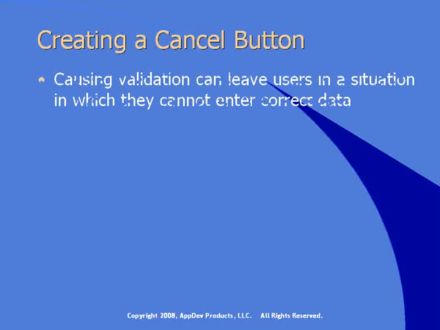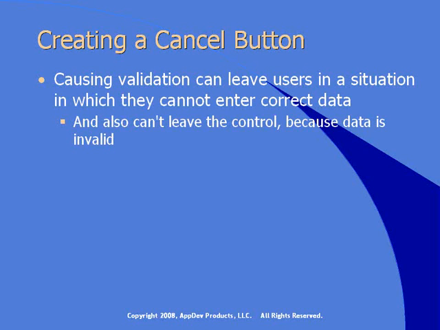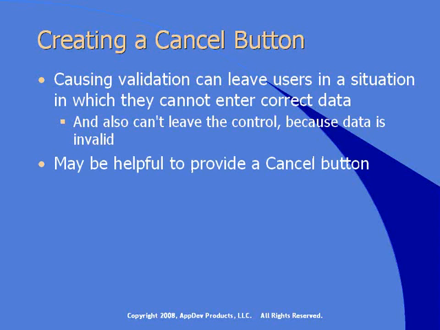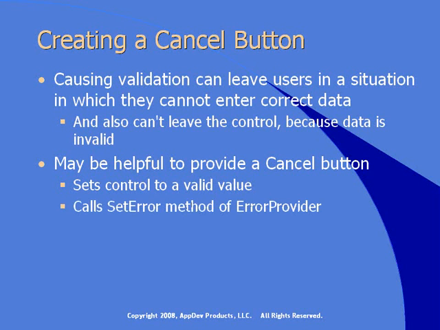The problem is causing validation can leave users in a situation where they can't enter the correct data, or perhaps they can't leave the control because the data is invalid. You might want to allow the user to cancel the form even if the user's data is invalid. Why make them enter valid data just to cancel the whole form? So it might be helpful to provide a cancel button on your form. That would set the control to a valid value and then call the set error method of the error provider, specifying no text so the icon goes away.